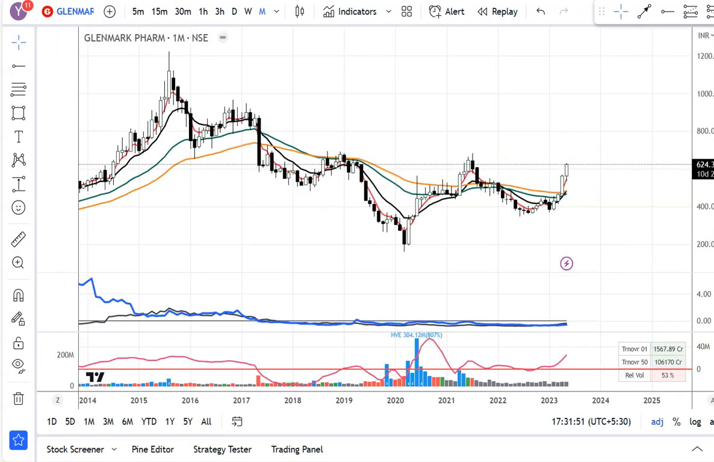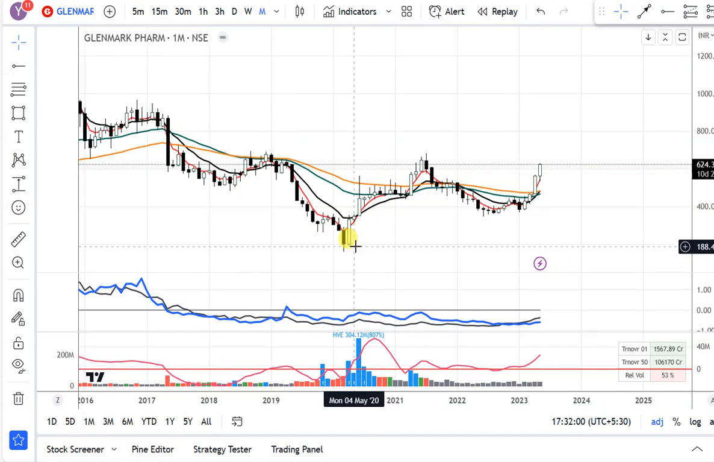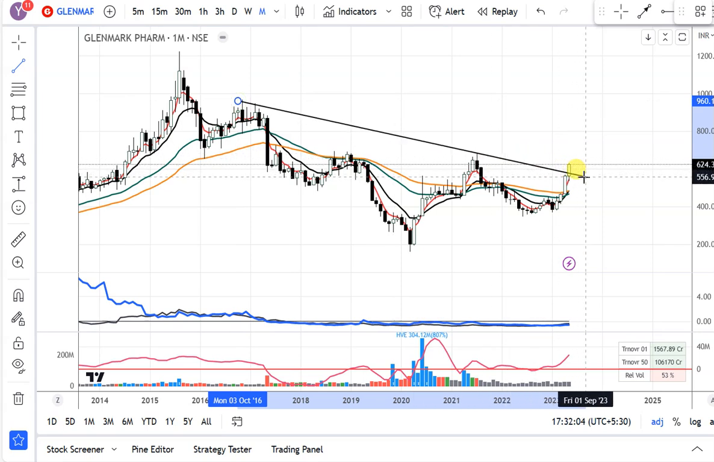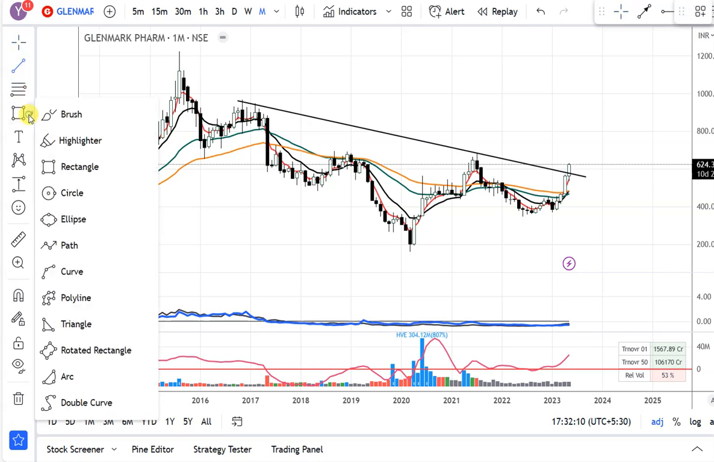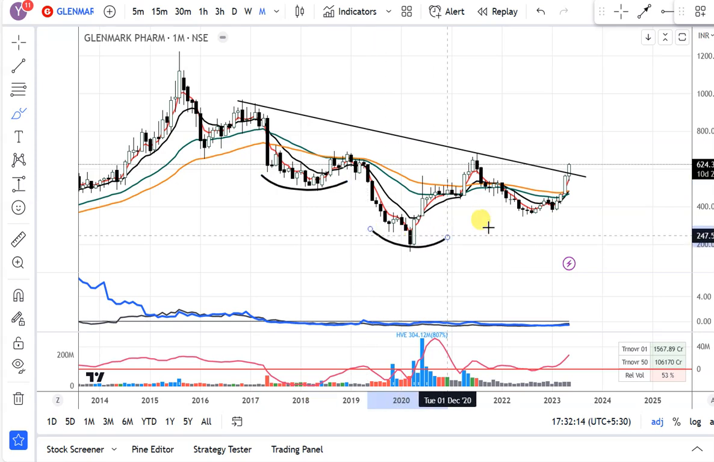Now let us analyze Glenmark Pharma. Glenmark Pharma has given us a wonderful cup and handle breakout, which is one of the strongest breakouts in trading setups. It's a beautiful setup to look for.